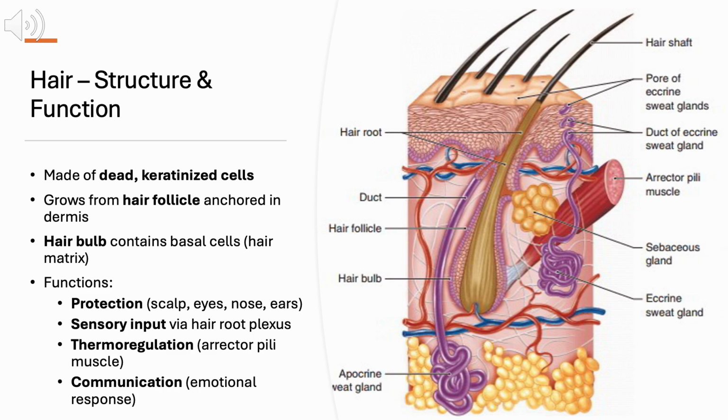Hair serves multiple functions. It protects the scalp from UV radiation. Eyelashes, nose hair, and ear hair trap debris. Eyebrows divert sweat. The hair root plexus, a nerve network, allows hair to act as a sensitive touch receptor. The erector pili muscle causes goosebumps to help retain heat in cold conditions or display emotion. Hair color is determined by melanin and texture by the shape of the follicle.